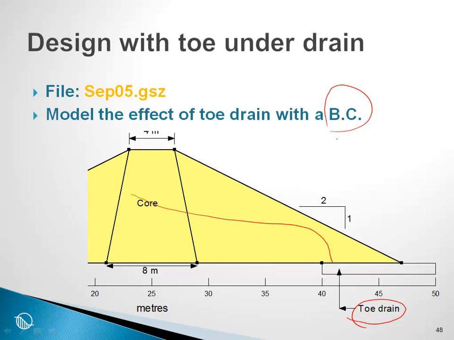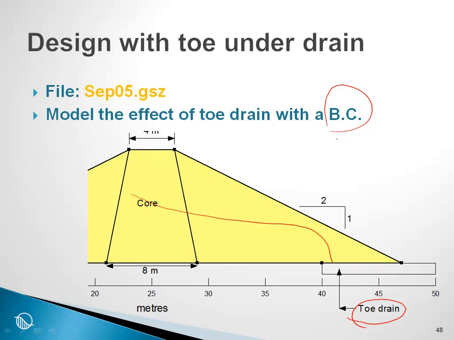One of the features about numerical modeling is that we do not always need to include the real physical component. We can often simulate certain effects through a boundary condition, and you will see this several times throughout these presentations, where we don't include the real physical component. We simulate the effect of that element in the cross-section through a boundary condition. So to begin with, we are going to do it with a boundary condition, and then I will show you how we can include the tow drain, but that the result is exactly the same.